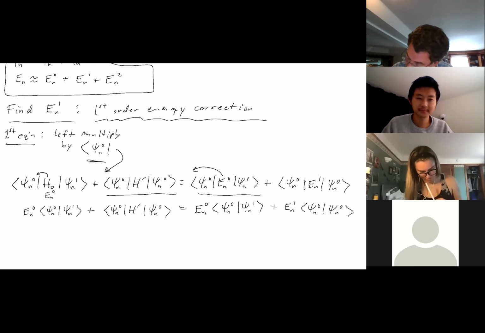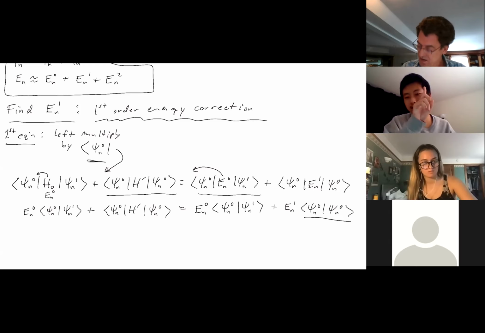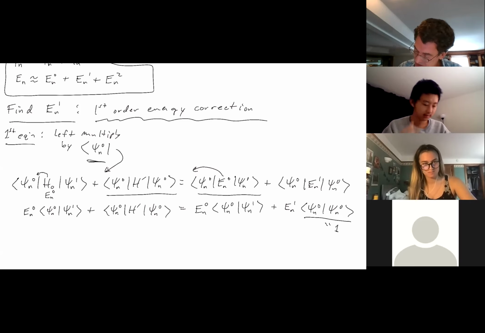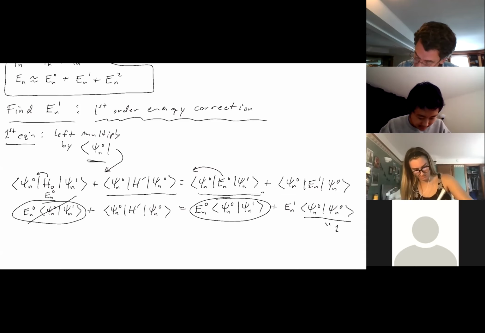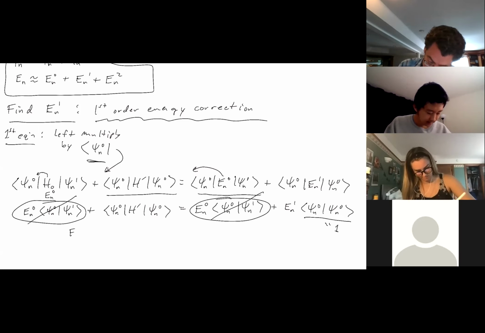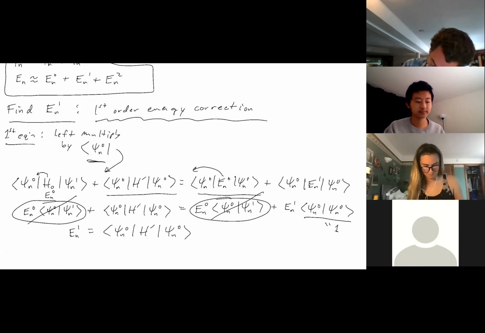Okay, so what does this equal to? <psi_n^0|psi_n^0>, what is that? It's just one. Exactly. That's one. And notice how these two guys cancel. So these two guys cancel, yeah? And so then I'll just rewrite it. So then I have E_n^1 is equal to this equation, <psi_n^0|H'|psi_n^0>. Okay.